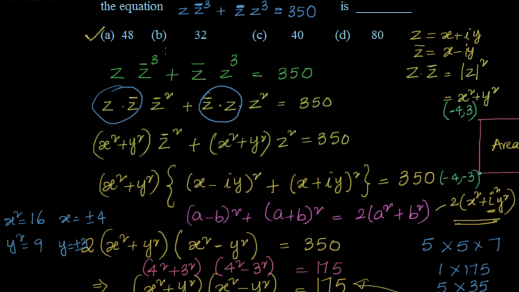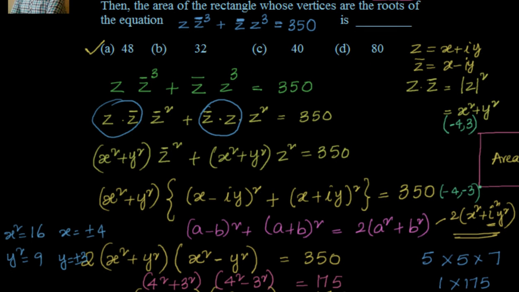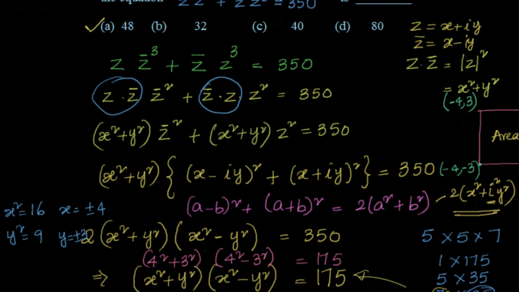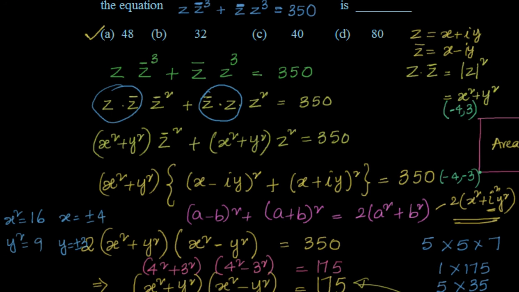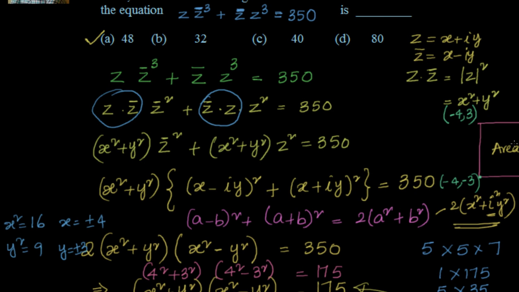Just summarize. We have been given that z is a complex number x plus iy, and x and y are integers. That's very, very important. And we have been given a condition, actually an equation, z into z dash cube plus z dash into z cube equal to 350. Now whatever the roots of this particular equation, they are the vertices of our rectangle. Then we have to find out the area of that rectangle.